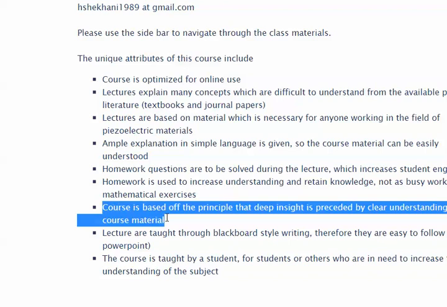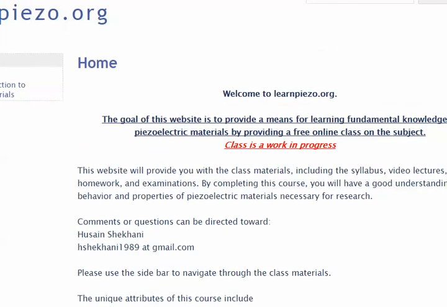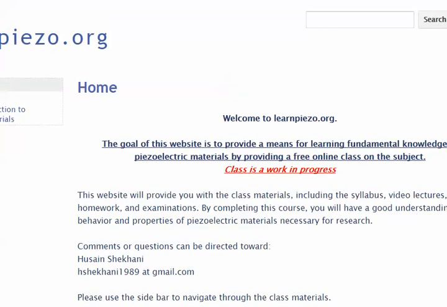And the thing I want to highlight is that the course is based off the principle that deep insight is preceded by a clear understanding of the course material. So if you understand these basic concepts, you'll be far ahead of many other researchers and people studying this field and trying to understand piezoelectric materials.